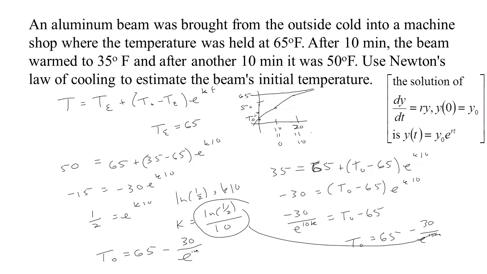That would be e to the natural log of 1/2. The natural log of 1/2 is the exponent you put on e to get 1/2, so we have 65 minus 30 over 1/2. Multiply top and bottom by 2, and we have 65 minus 30 times 2, which is 60, and 2 times 1/2 is 1, so we have 65 minus 60. That would be 5 degrees Fahrenheit for the initial temperature using Newton's law of cooling.